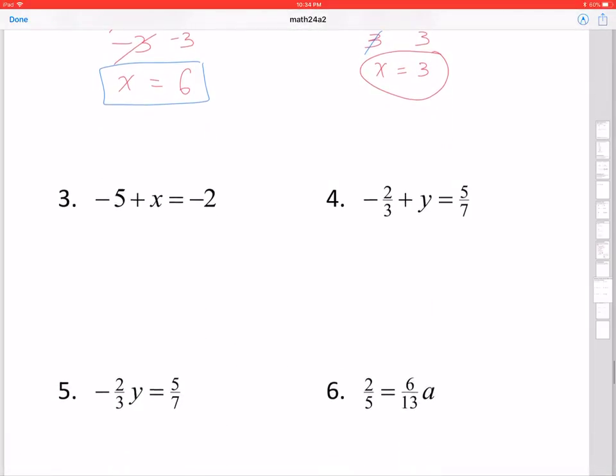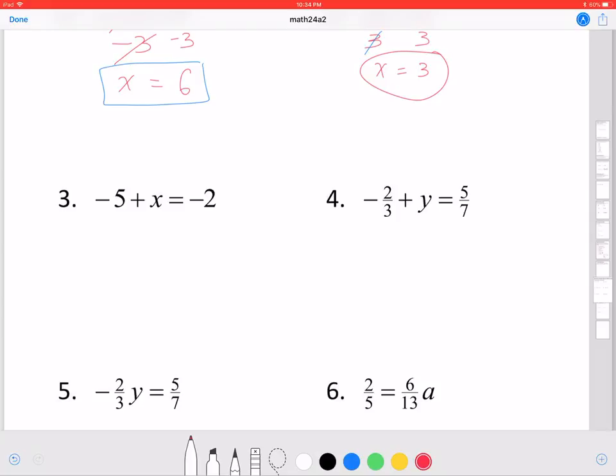So number 3, now we see a negative number. Basically it's saying negative 5 plus what number is equal to negative 2. And some people probably guess it's positive 3. That's true. But then again, we'll look at the systematic steps. The step that we need to take is to take away that negative 5, and the opposite is plus 5. Again, same thing on both sides. Then we have x by itself, negative 2 plus 5 is positive 3. And that's it.